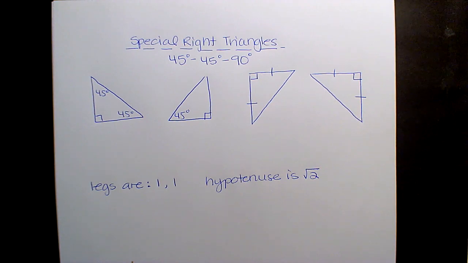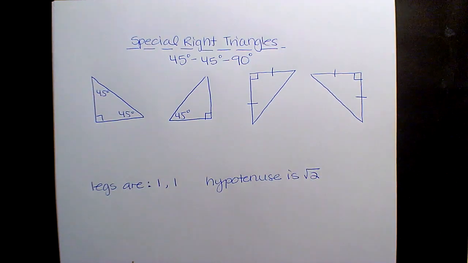If we want to label these triangles, the reason why I drew 4 of them is it doesn't matter if it's rotated. Your legs are your legs. Your hypotenuse is your hypotenuse. So do not memorize that the bottom's always 1 and rad 2 is always on the right. No, it's going to spin, rotate, flip. So you have to know the parts.